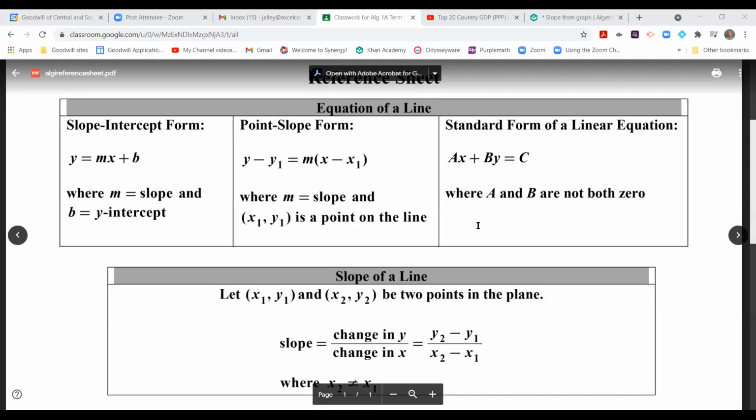This is point slope form. We've already done some work in slope intercept. We've done some with standard form. We're going to do more with that today also. So what is the problem that we're going to look at here for point slope?